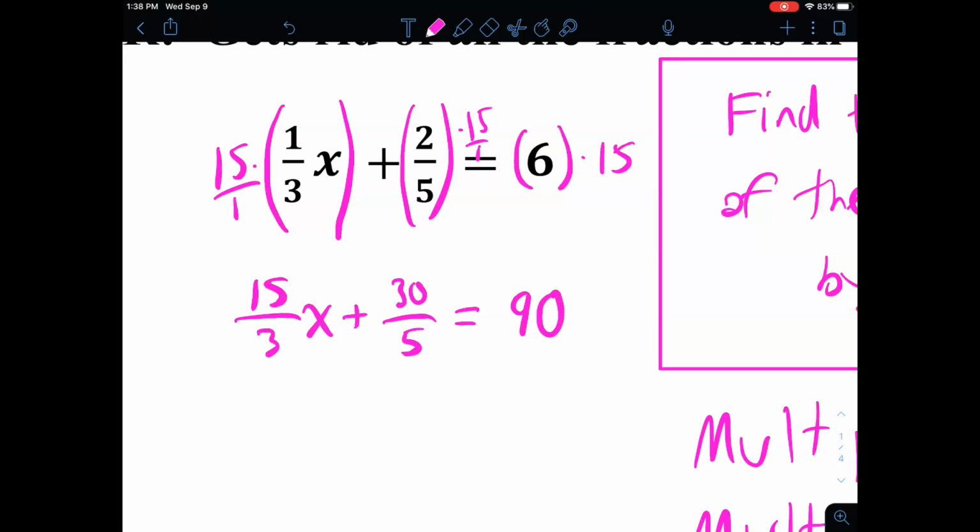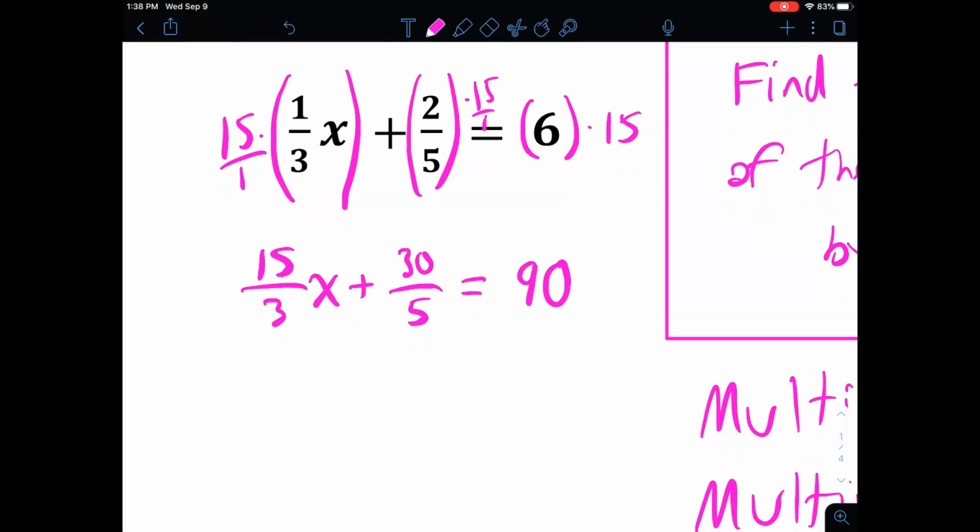You're multiplying it across. Multiplying fractions, no big problem. Top times top or bottom times bottom. And you can also do canceling vertically and diagonally. So what's 15 divided by 3? That's going to be 5x. And what is 30 divided by 5? That's going to be 6.